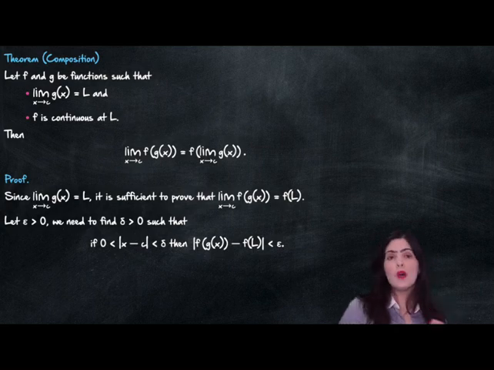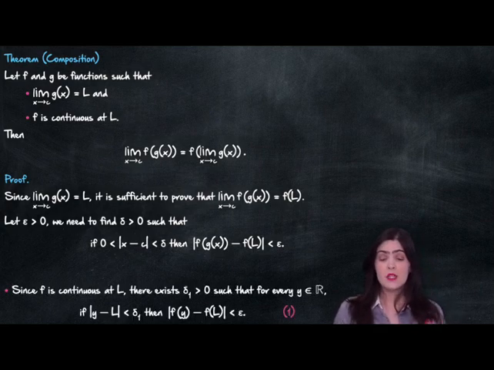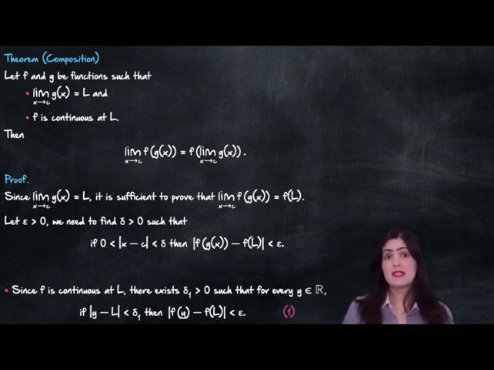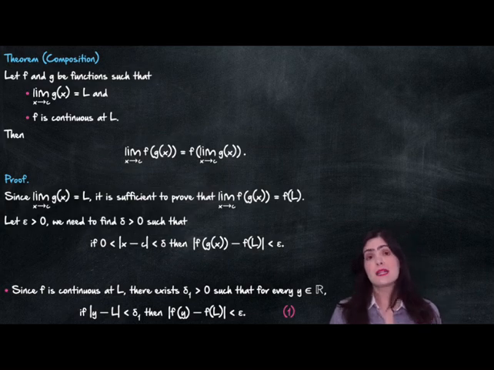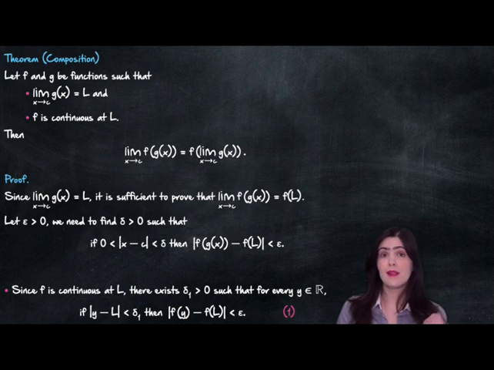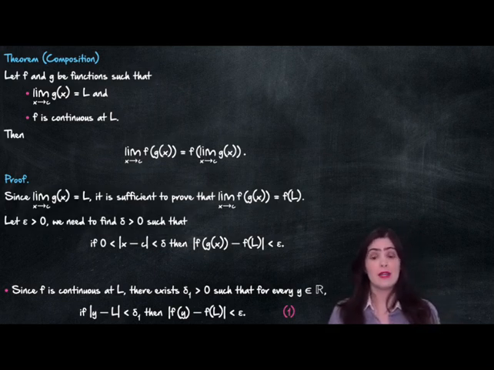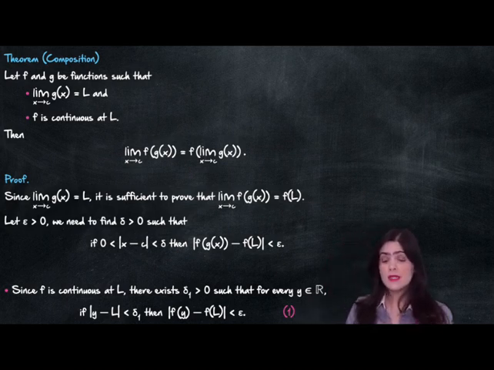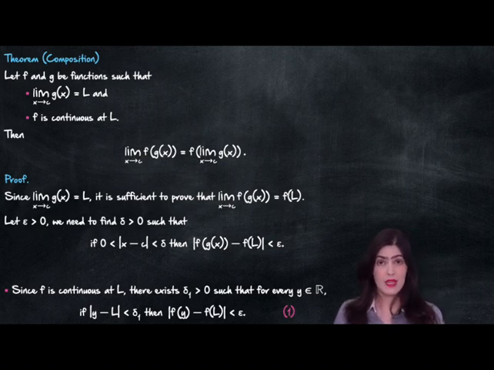Let's see what we know and how we can combine the things we know in a nice way. We know that f is continuous at L, and that tells me that there exists a delta 1 positive such that for every y, if the distance between y and L is less than delta 1, then the distance between f of y and f of L is less than epsilon. And remember, here we're using continuity, so we can allow y to be equal to L. That is very important to keep in mind in this proof.